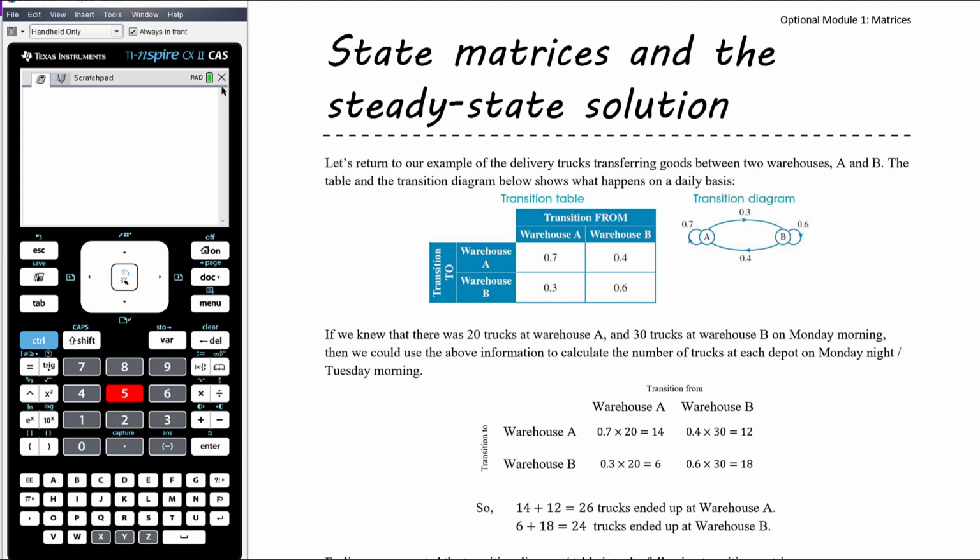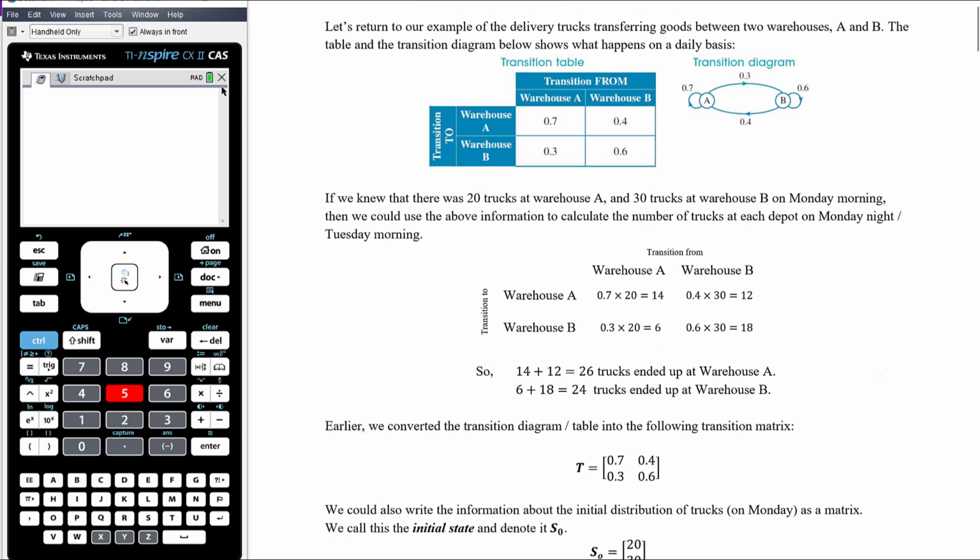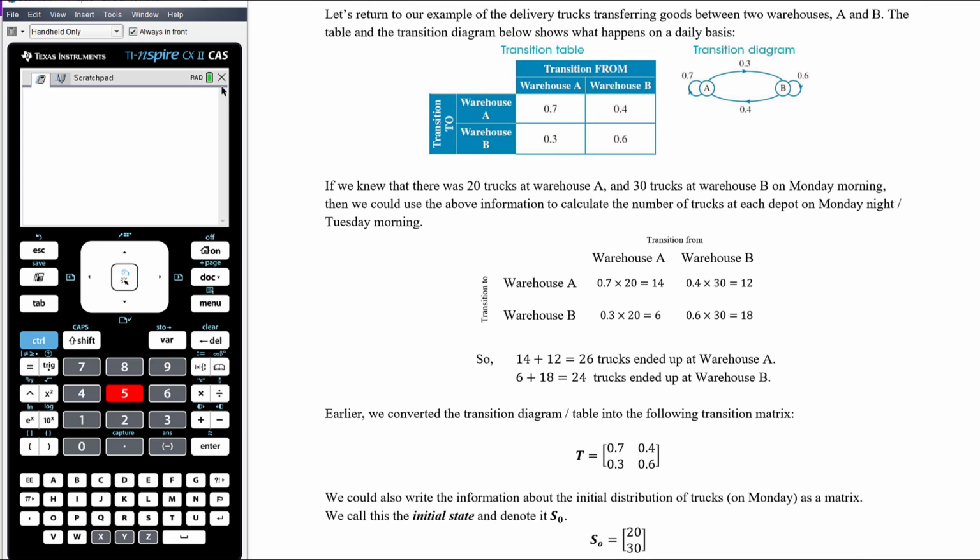Okay, so let's return to the example that we looked at in the previous video, which was delivery trucks transferring goods between two warehouses, A and B. We had that information in a table and also in a transition diagram, which are both pictured here. So what we want to think about is, we now know how the trucks move between the two warehouses on a daily basis. So if we knew that there were 20 trucks at warehouse A and 30 trucks at warehouse B on Monday morning, we could use the above information to calculate the number of trucks at each depot on Monday night or Tuesday morning, so at the end of Monday or start of Tuesday.